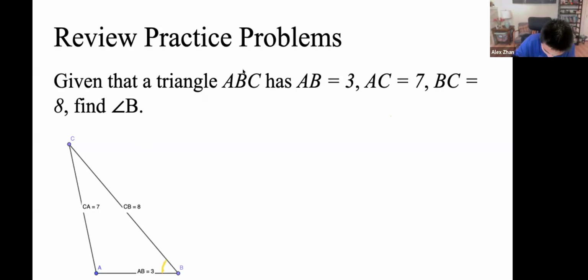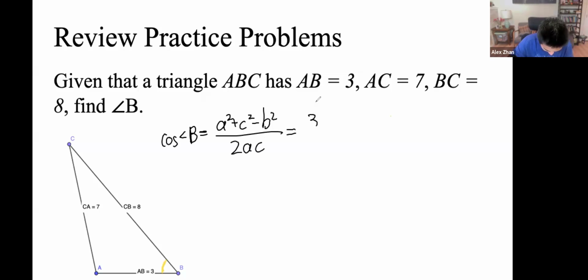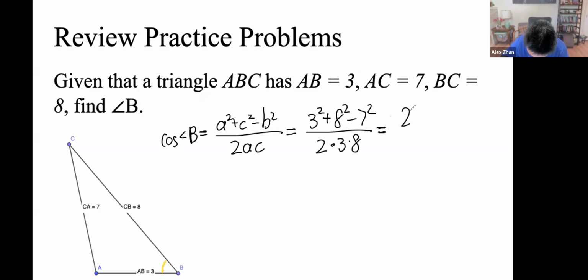So here is how we use the law of cosines. Remember earlier, I said that we could change the formula for the law of cosines by moving the terms around. Then cosine of angle B is equal to a squared plus c squared minus b squared over 2ac. That's 3 squared plus 8 squared minus 7 squared over 2 times 3 times 8. 73 minus 49 is 24, over 2 times 3 times 8. That's 1/2. So cosine of angle B is equal to 1/2.